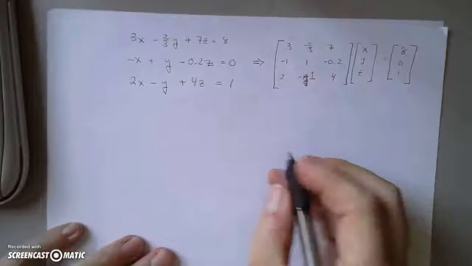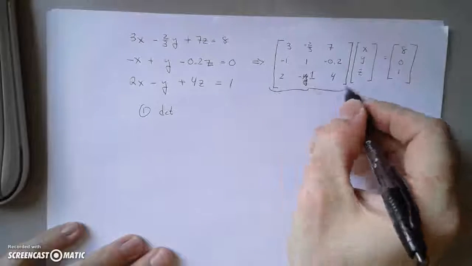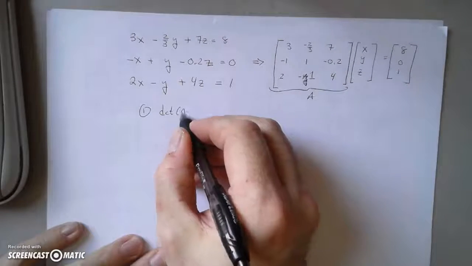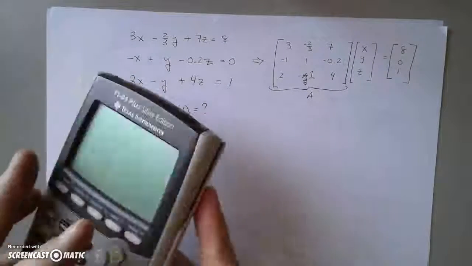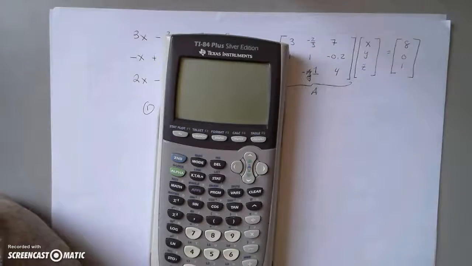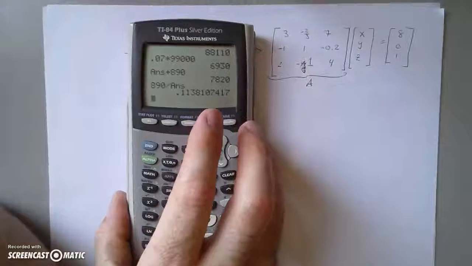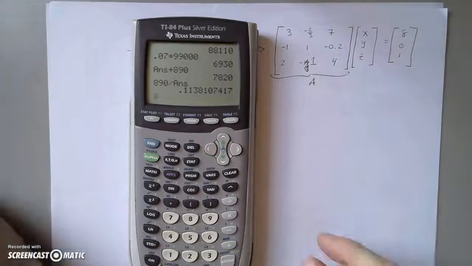Now let's answer some questions about this. One, what is the determinant of A? Well, of course, this would be a pain to do. It could certainly be done, but let's look at how we might do this on a calculator. And if you have a TI-89, I don't know how to help you, I'm afraid. But on an 83 or an 84, here's how it works.